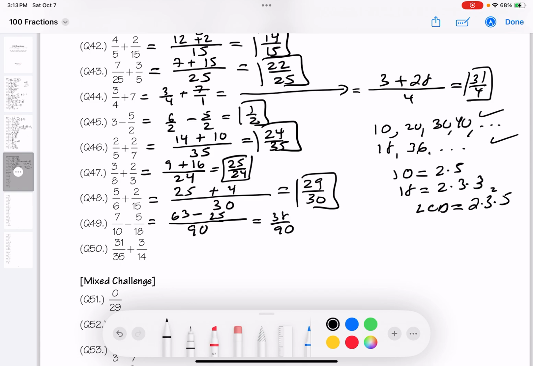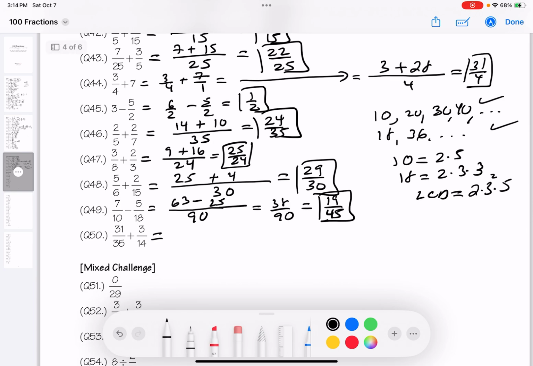Let me just check myself there. 38, 48, 58, yeah, 63. I can reduce that. And what does it reduce to? Well, 2 goes into 38 19 times, and it goes into 90 45 times. All right, let's keep moving.